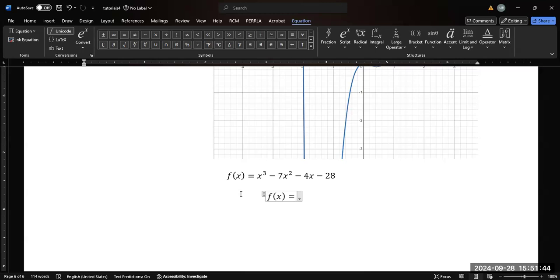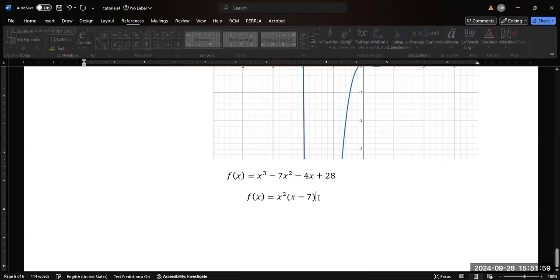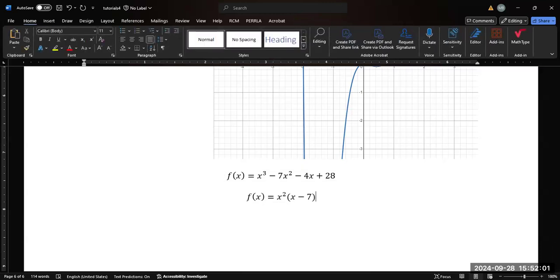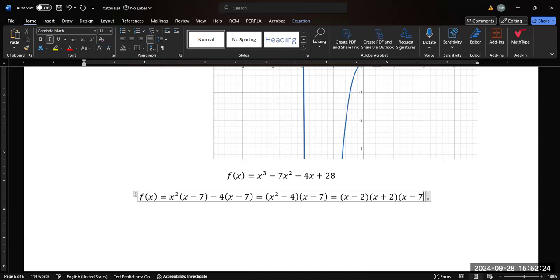I have 4 terms. So I factor out what's in common from the first 2 terms, which is an x squared. And then I factor out what's in common from the second 2 terms, and I have a typo, I think. And then I can refactor, and now finally we have x minus 2, x plus 2, and x minus 7.